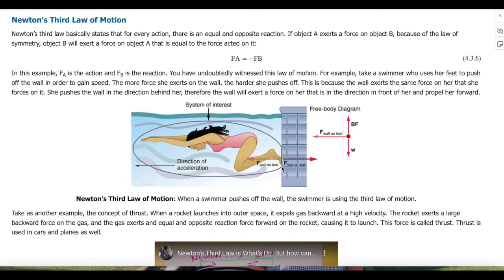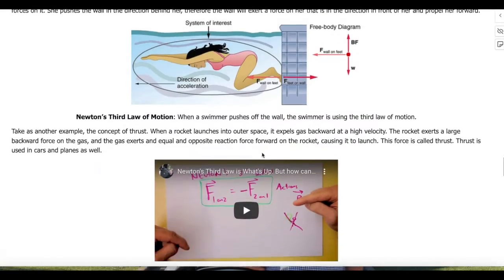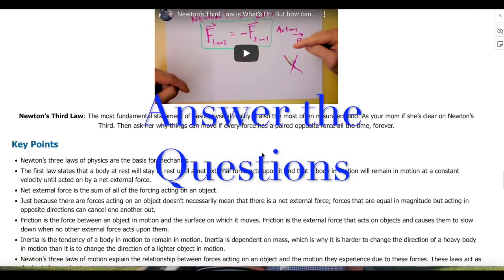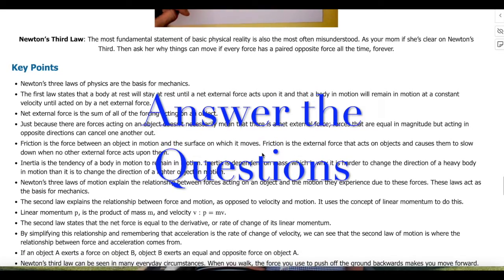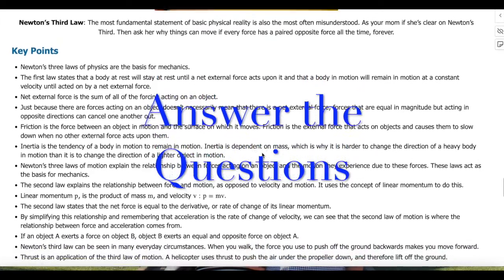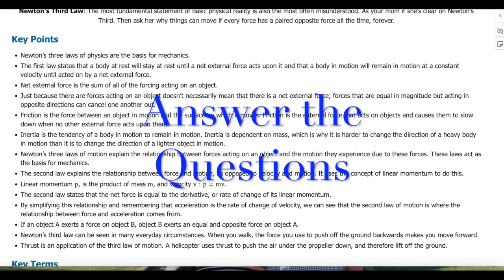What's she doing? Now, normally at the end of a chapter, we would try to answer some of the questions that are in the chapter, but there are no questions at the end of this chapter. So maybe we can look at the key points and try to develop questions from those key points.